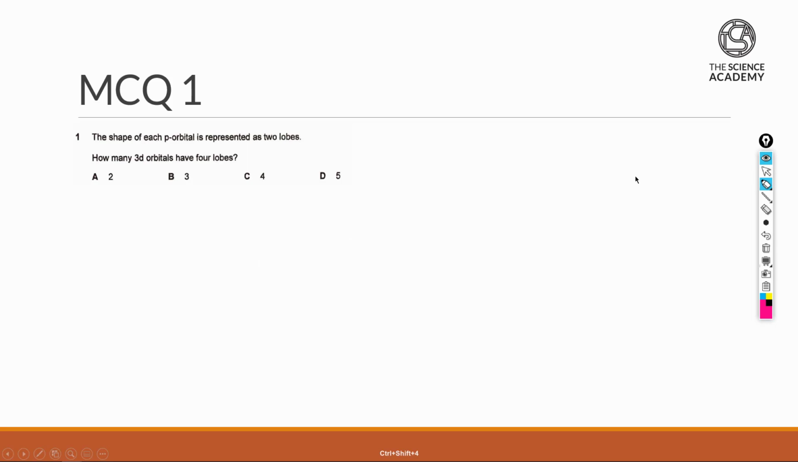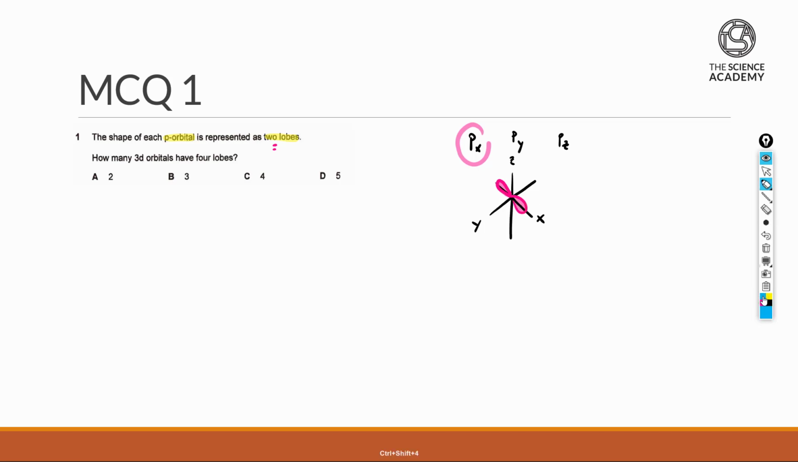In MCQ 1, we are given that the shape of each of your p orbitals can be represented as two lobes. Now, again, just drawing out the axis itself, we will see that for our p orbitals, we have the following sublevels: the px, the py, as well as the pz. So again, just expressing this on an axis of x, y, as well as z. For the case of the px sublevel, we're going to have a dumbbell shaped structure here. Now this is represented as two lobes. We can take this as one lobe and we can take this as another lobe.